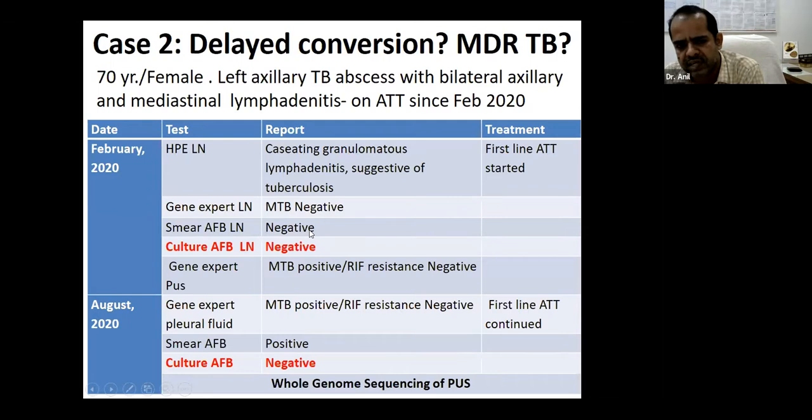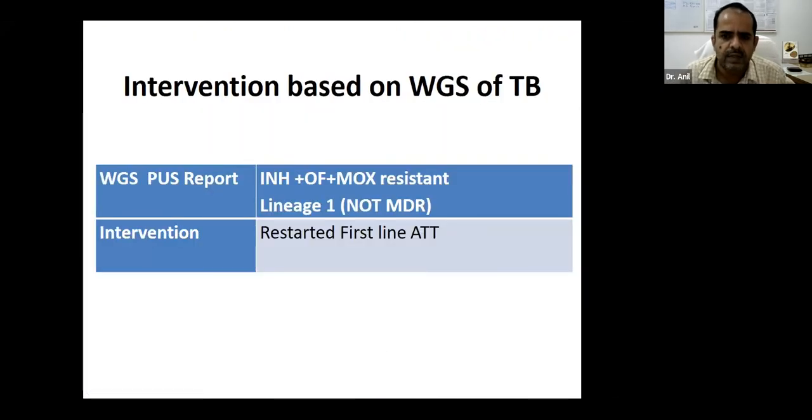The smear was negative. Cultures were negative. GeneXpert was positive. Rifampicin resistance was negative. Follow-up was also the same thing: cultures negative, GeneXpert positive, smear negative. So we decided to send the pus, which is the only thing available, for whole genome sequencing. So we sent the pus.